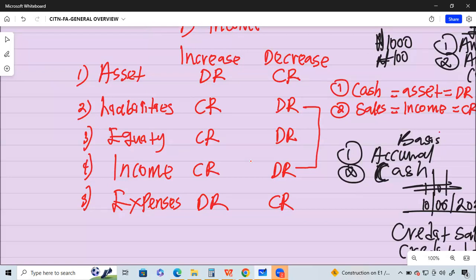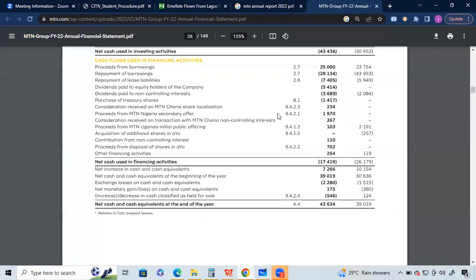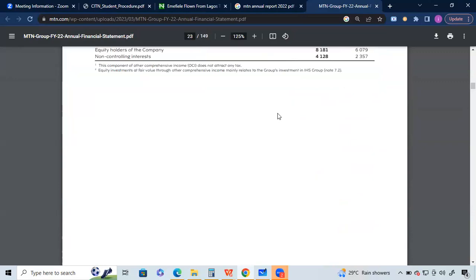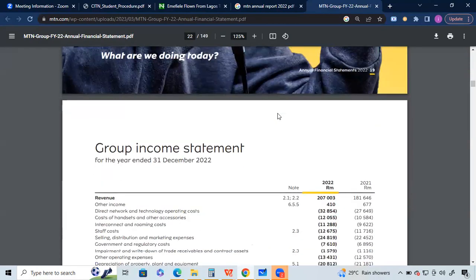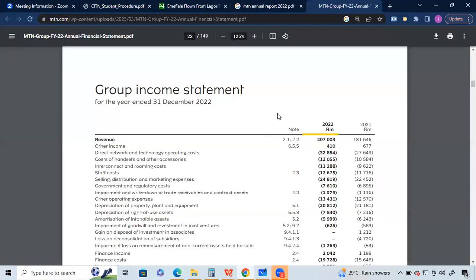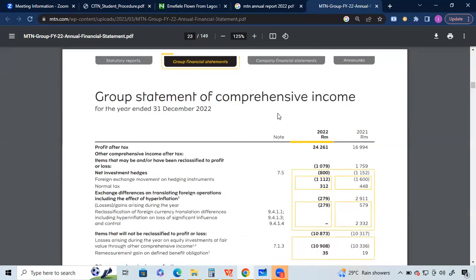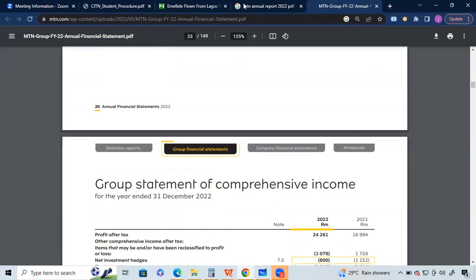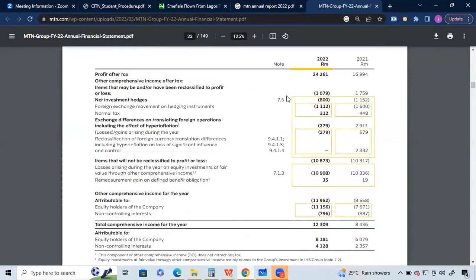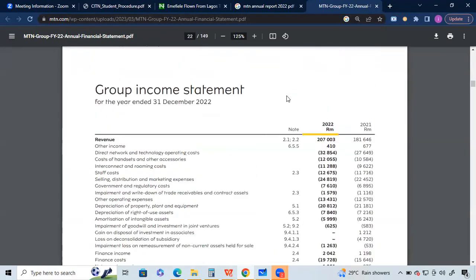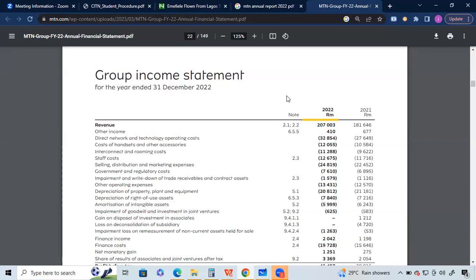Okay? So these five elements of financial statement. You see, in this particular statement, this is the income statement. Out of these five elements of financial statement, you see this income statement and this other comprehensive income. Every item that you can find in this, page 23 and 22, is either income or expenses.